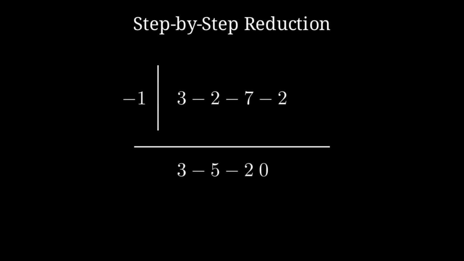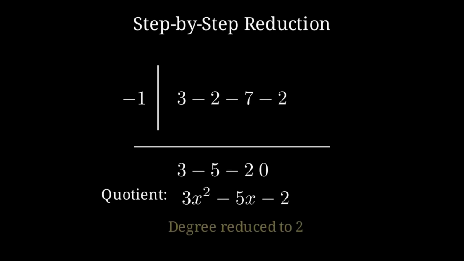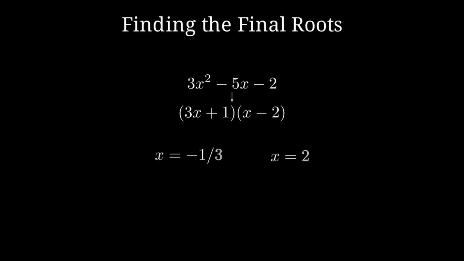Reducing the degree step by step is the core strategy for solving any higher degree polynomial, regardless of how many terms it has. We factor the remaining quadratic to find the final 2 roots. Our complete set of solutions includes an integer, a negative integer, and a fraction, demonstrating the variety of roots a single polynomial can possess.